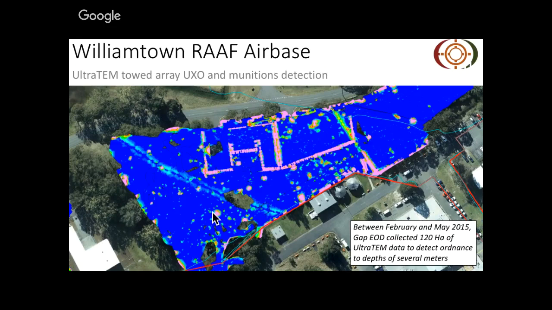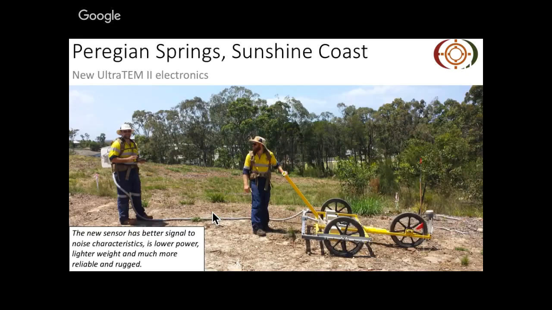And so it makes a huge difference to the digging costs and digging process if they can actually reduce the amount of digging by discriminating between what's real UXO and what's not.